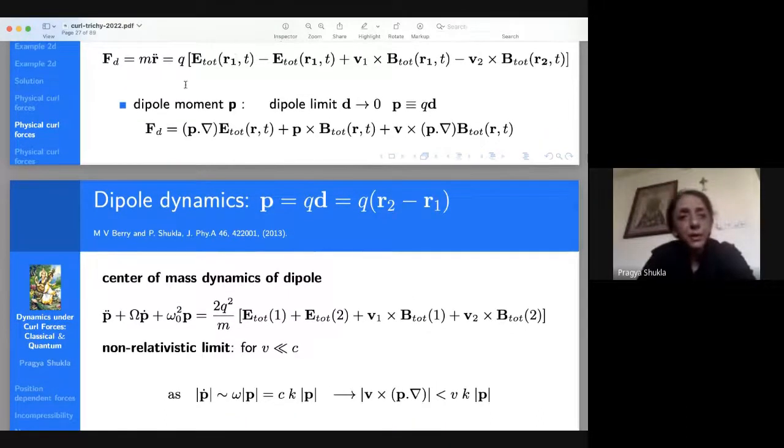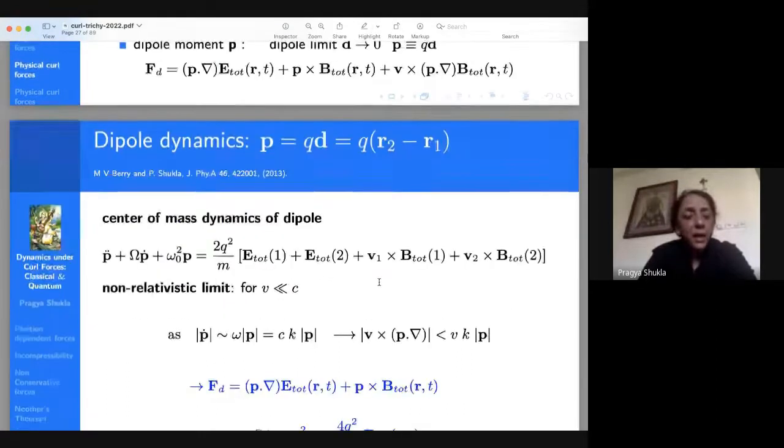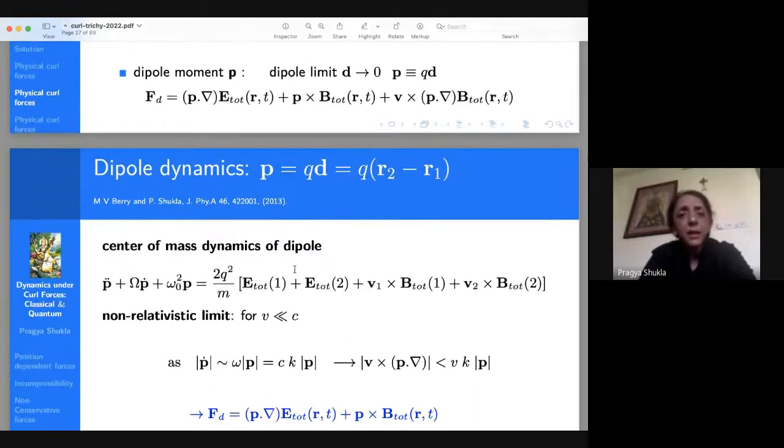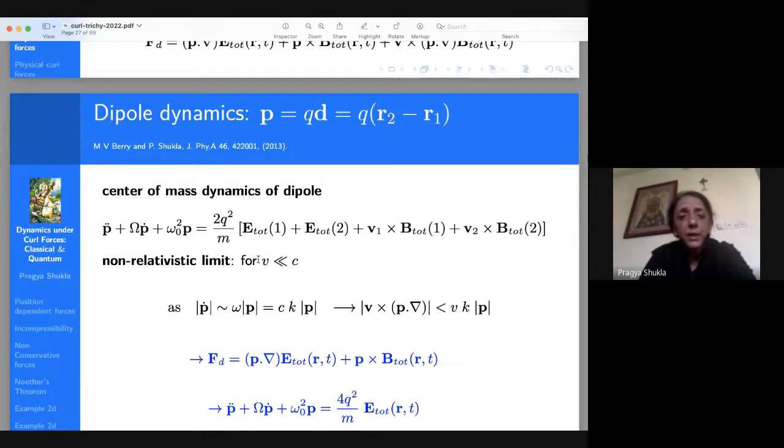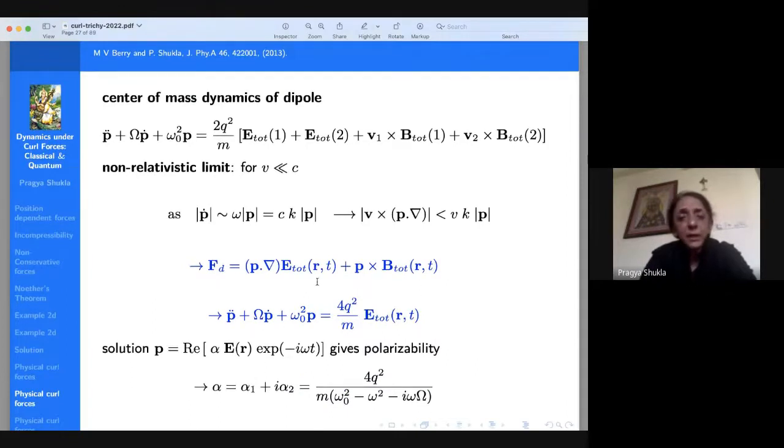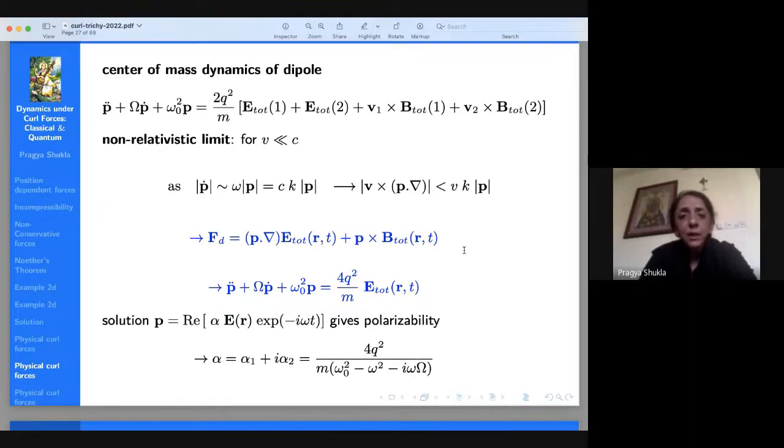I showed you that the force on the center of mass can be written in this form, and within the forced spring model, you can write the equation of motion for the dipole moment in this form. However, in the non-relativistic limit, these two equations, the force acting on the center of mass and the dipole moment equation, can be further simplified by these two blue equations. So finally, this is the approximate equation for the center of mass motion, and this is the equation for the dipole moment.